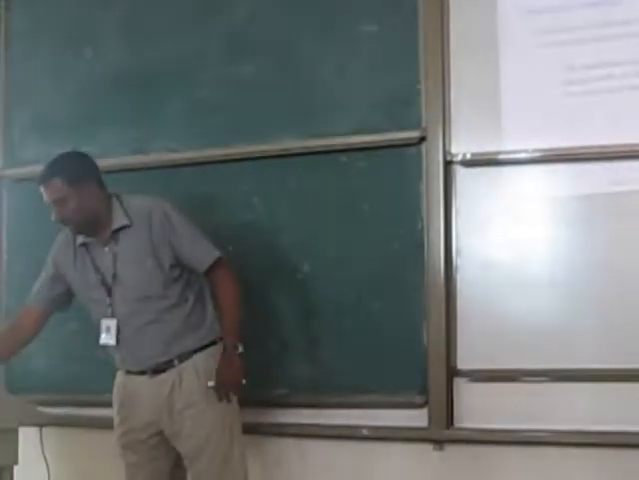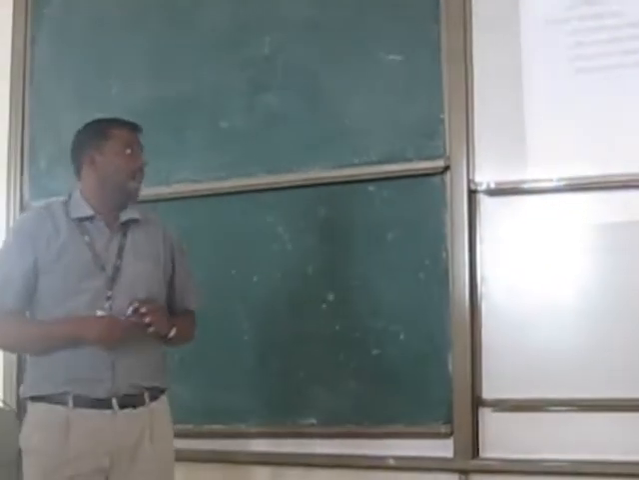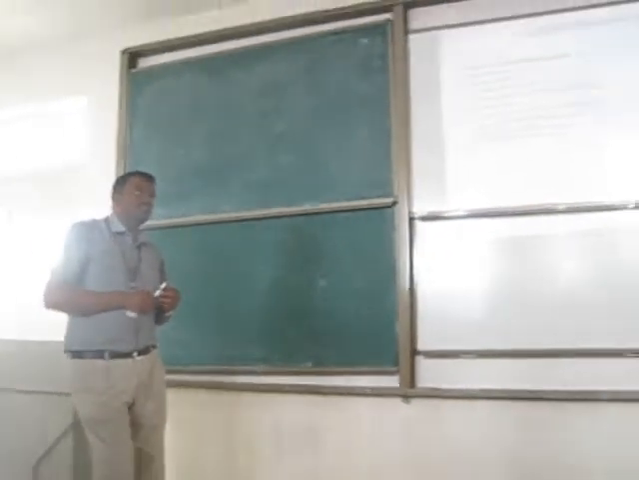What does geometric modeling mean? We have to frame the structure of the product. For that we have three types: wireframe modeling, surface modeling, and solid modeling. First, wireframe modeling. What is wireframe modeling?